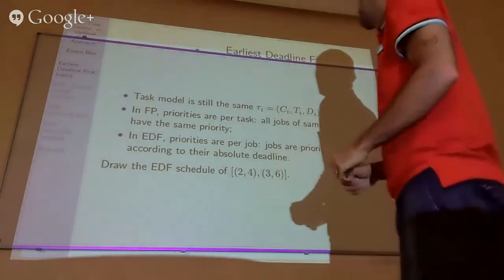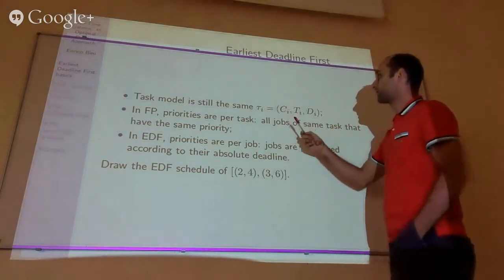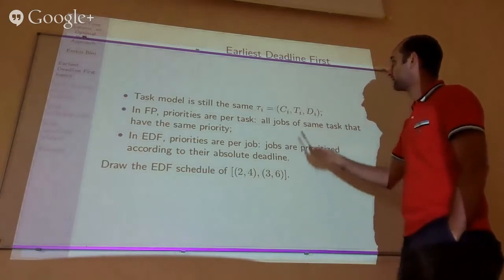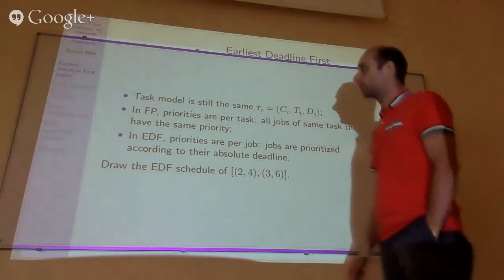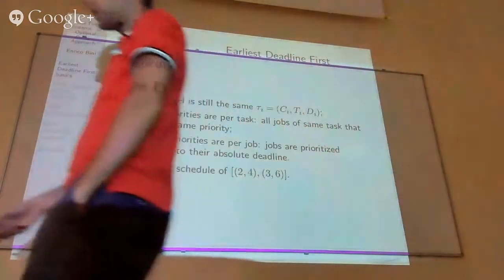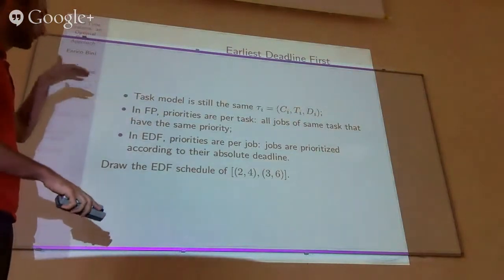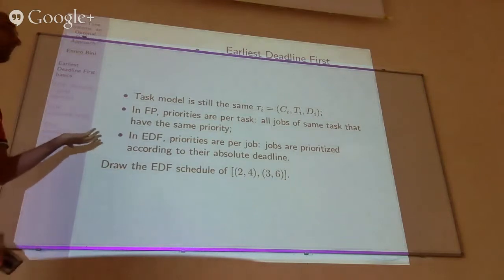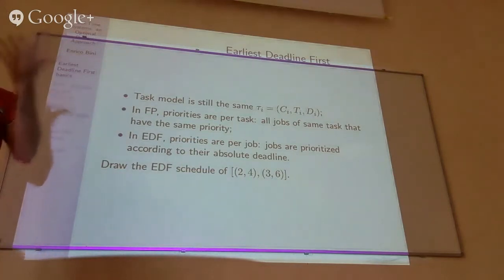In EDF, the task model is the same as with fixed priority. So we have computational time Ci, period Ti, the minimum interval time Ti, and deadline Di. In fixed priorities, priority is per task, so basically all jobs of the same task have the same priority, while in EDF jobs are prioritized per job, according to their deadlines.